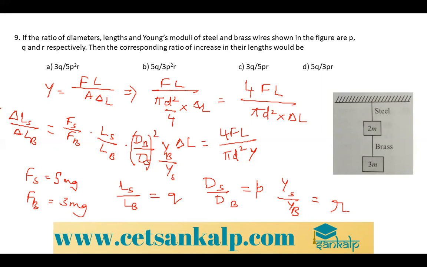So finally you can write this as, I hope you are clear, I'll tell once again. We have taken the formula Y is equal to FL divided by A into delta L. A can be written as pi r square, but r can be written as d by 2, that's the whole square, 4 comes. If you shift the 4 up, the final equation is delta LS divided by delta LB is equal to FS by FB into LS by LB into dB by ds the whole square, YB into YS.